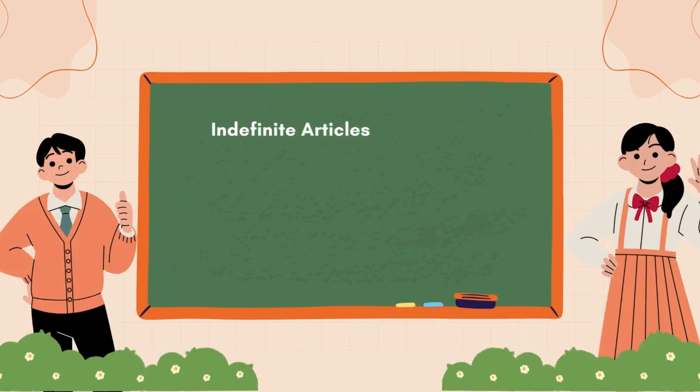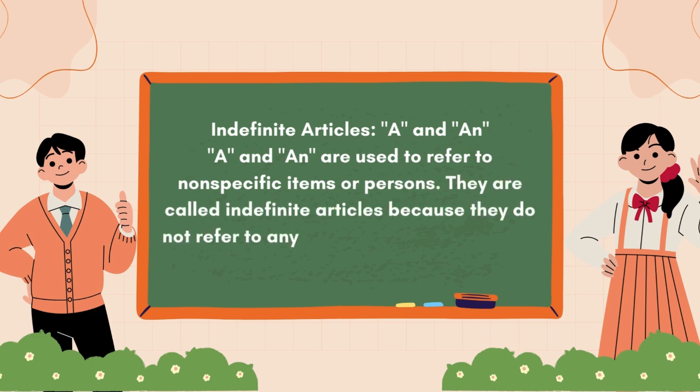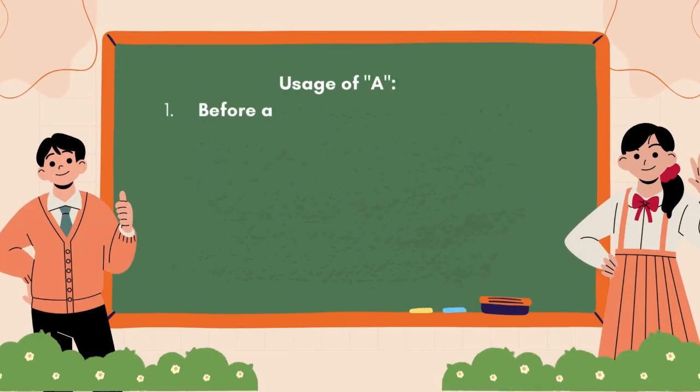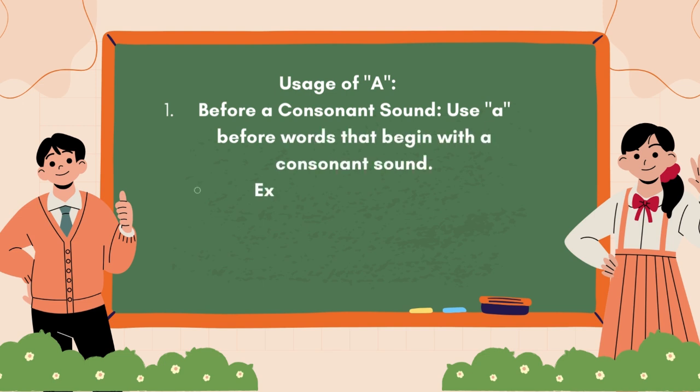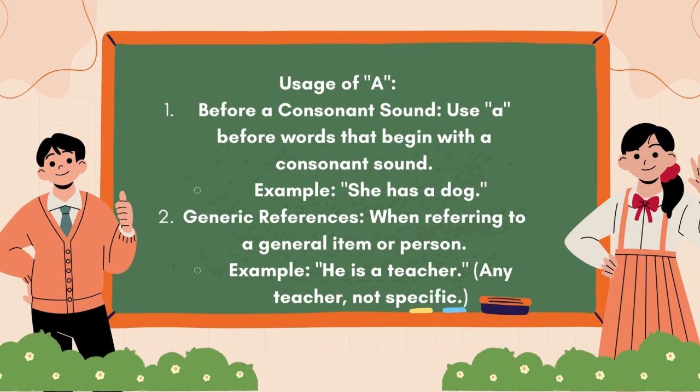Now, indefinite articles a and an. A and an are used to refer to non-specific items or persons. They are called indefinite articles because they do not refer to any particular person or thing. Usage of a. Number 1. Before a consonant sound. Use a before words that begin with a consonant sound. For example, she has a dog. Number 2. Generic reference. When referring to a general item or person. For example, he is a teacher. Any teacher, not specific.